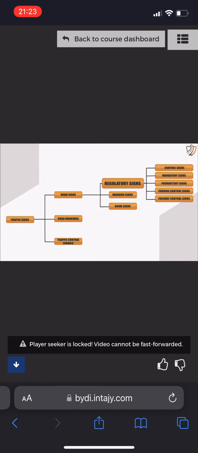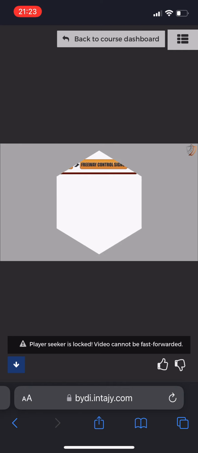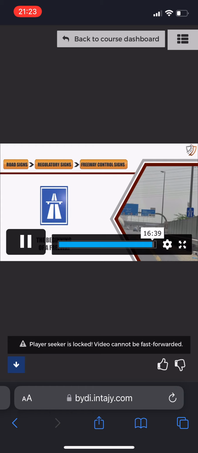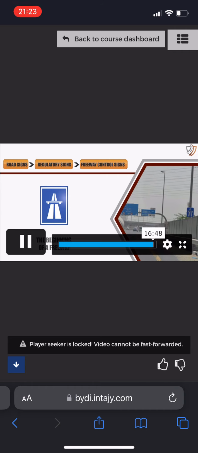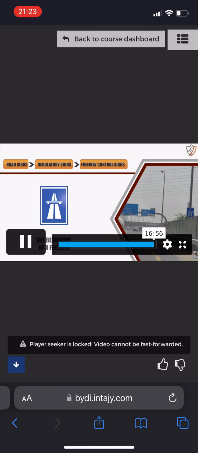Now you will learn about the fifth and last type of regulatory sign, that is, freeway control signs. Freeway control signs are used to indicate which roads are classified as freeway. Freeway begins. This sign represents the beginning of a freeway. Motorists must consider the codes of freeway and must drive at a speed appropriate to the situation in order to cope with the freeway moving traffic. Commonly, the maximum speed on freeway is 120 km per hour, and the minimum speed is 60 km per hour. You will find this sign at freeway entry ramp.